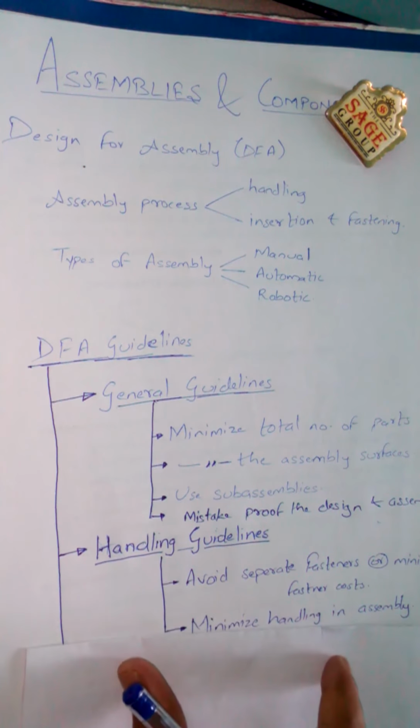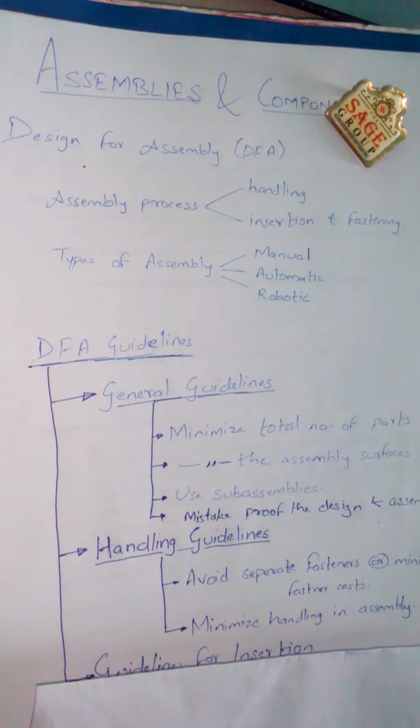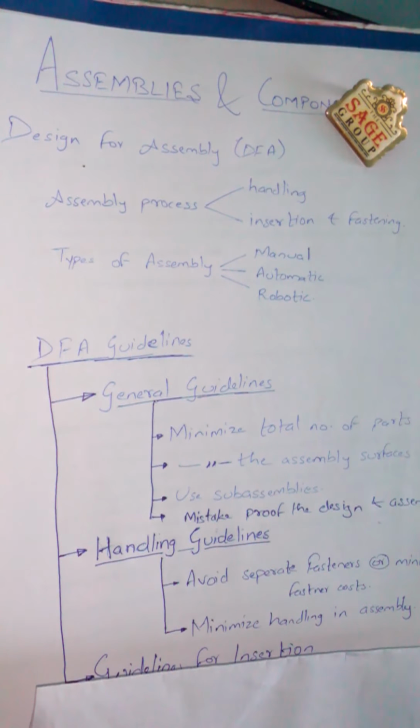Alright, the next guideline in handling is to minimize handling in assembly. So what is meant by this? The part should be designed to make the required position for insertion or joining easy to achieve. Since the number of positions required in assembly equates to increased equipment expense and greater risk of defect, parts should be made as symmetrical as their function will allow.